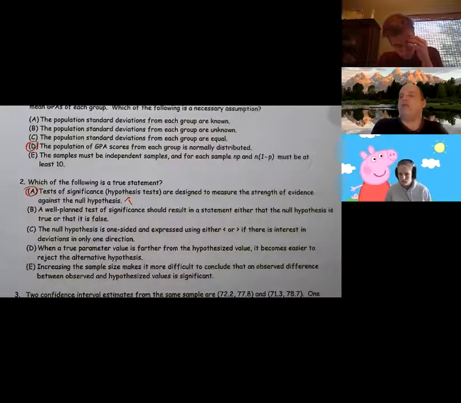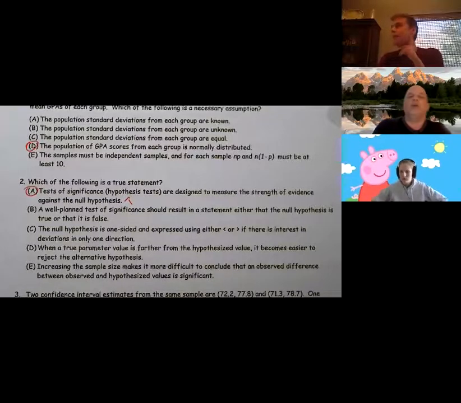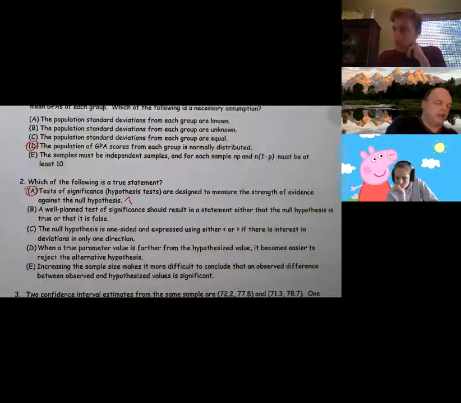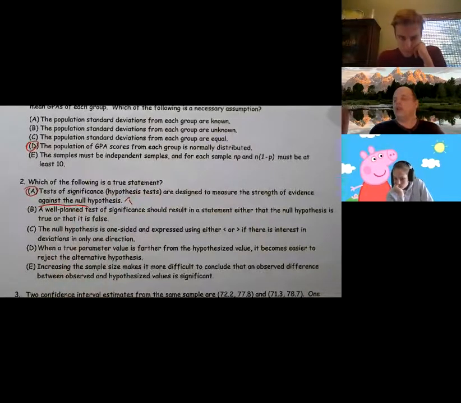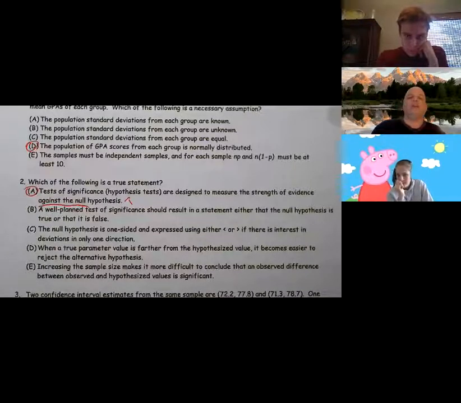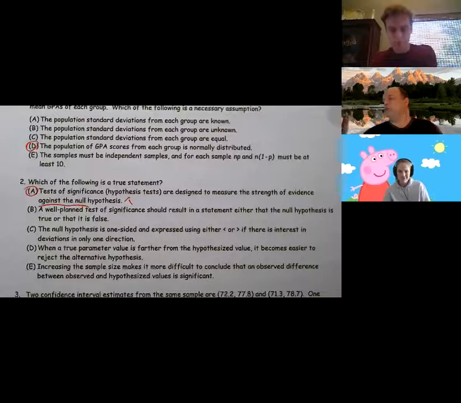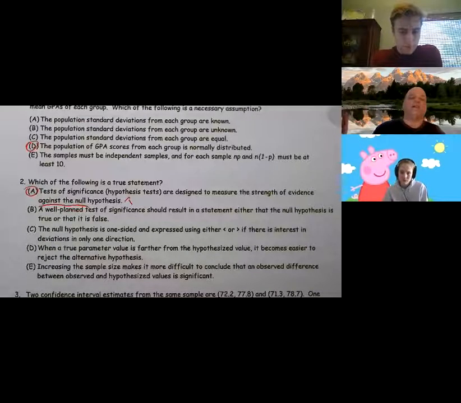We do not gather evidence to prove the null. We never gather evidence to prove the null. We don't gather evidence to prove the alternative. We gather evidence against the null. So the key phrase here is against the null, because we gather evidence against the null. The prosecution does not gather evidence to prove the defendant innocent. It gathers evidence to prove them guilty. All right. It gathers evidence against innocence.